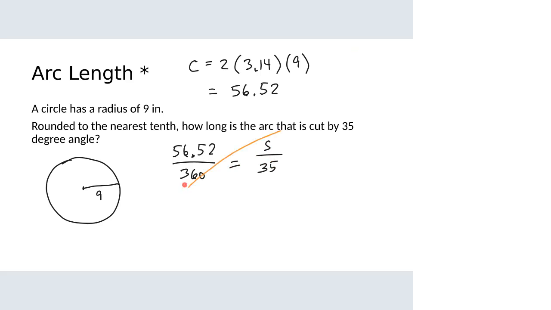We'll cross multiply. 360 times S is whatever 56.52 times 35 is, 1978.2. Last thing we'll need to do is divide by 360, and we wind up with S is 5.495. We were supposed to round to the nearest tenth, so we'll find the tenths place, look one place to the right, that's 5 or bigger, so we'll round up to 5.5.